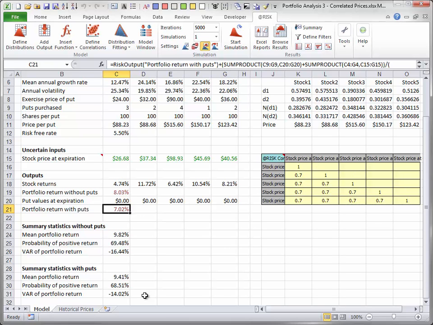The point here is that the investor is putting all his eggs in one basket when he invests in positively correlated stocks. They all tend to move in the same direction, so there is much more potential for really large gains or really large losses. Again, the puts hedge some of the downside risk, but certainly not all of it.